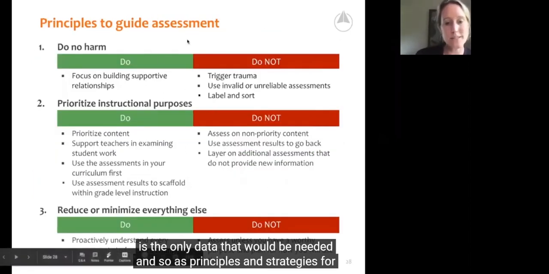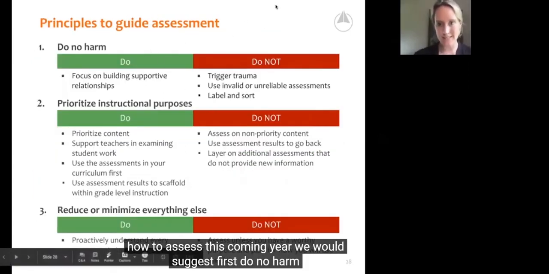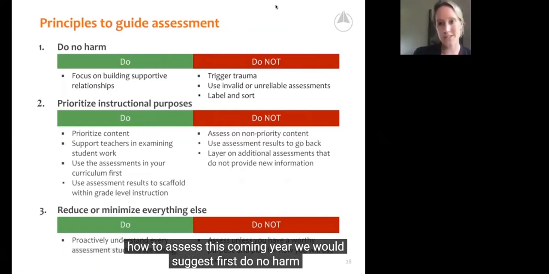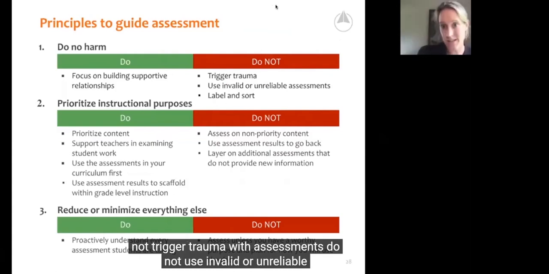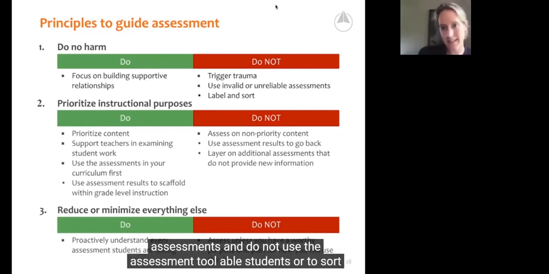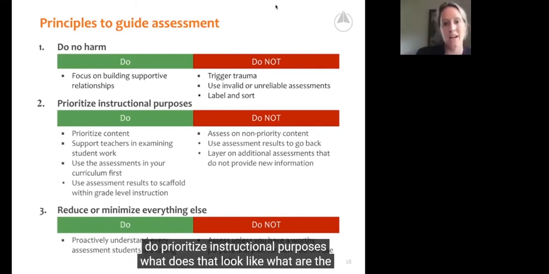And so as principles and strategies for how to assess this coming year, we would suggest first, do no harm. What does that mean? That means do focus on building supportive relationships. Do not trigger trauma with assessments. Do not use invalid or unreliable assessments. And do not use assessments to label students or to sort them.